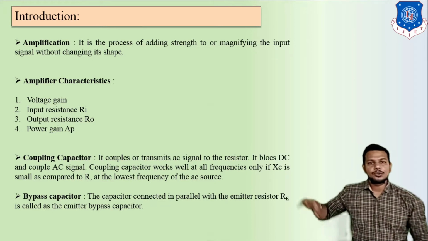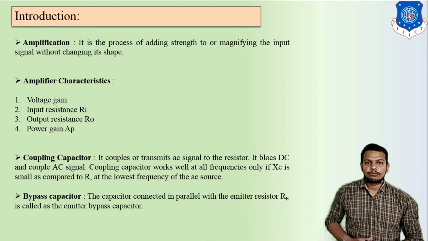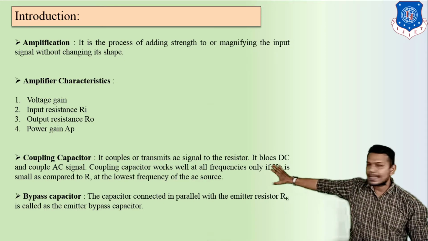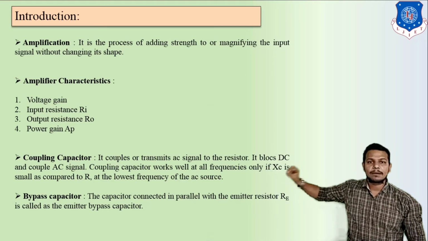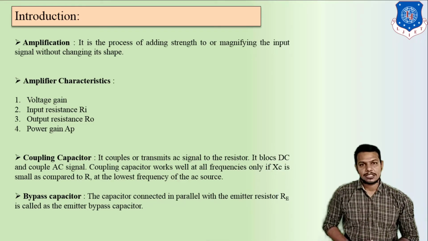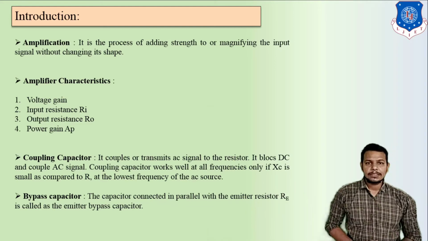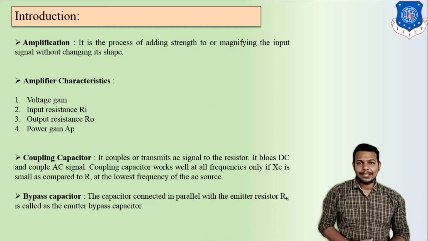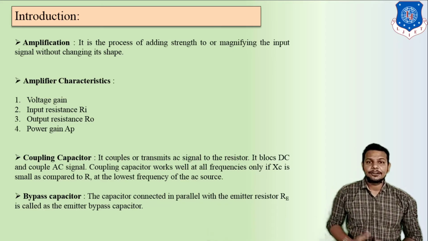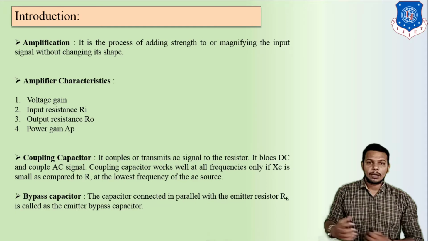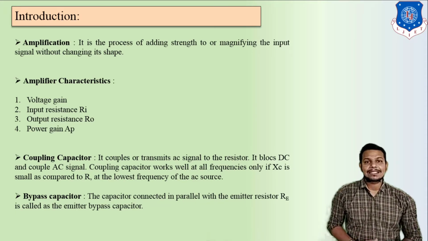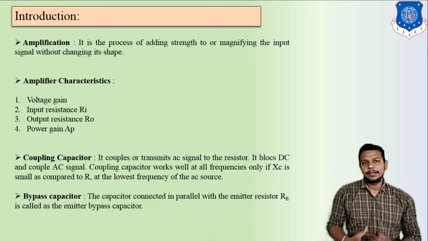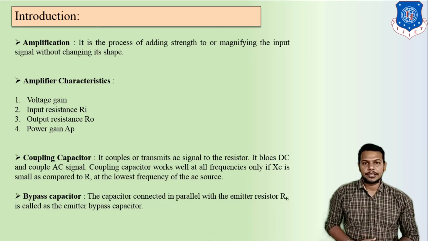Now we are going to use an amplifier. For an amplifier there should be certain characteristics. Here we can see a few characteristics which are most important for the amplification process. Number one is voltage gain. So what is gain? Gain is the ratio of output upon input. Voltage gain means output voltage upon input voltage.